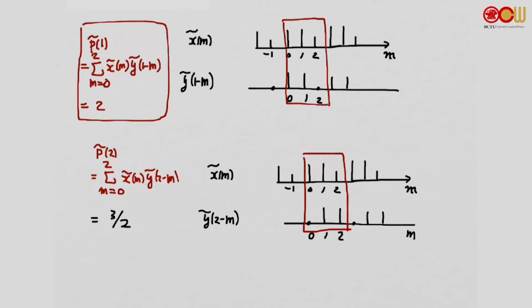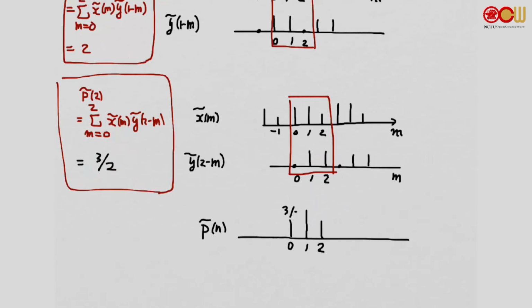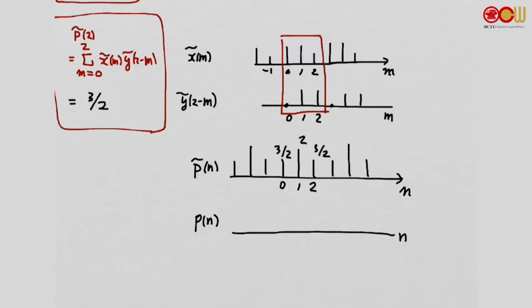Okay, now we are ready to plot p tilde. P0 is 3 over 2, p1 is 2, p2 is 3 over 2 again. This is one period. Let's plot another period, and then maybe another period here. This is p tilde n. And pn has only one period of p tilde. So here we go: 0, 1, 2, with values 3 over 2, 2, and 3 over 2. Pn is the 3-point circular convolution of x and y.